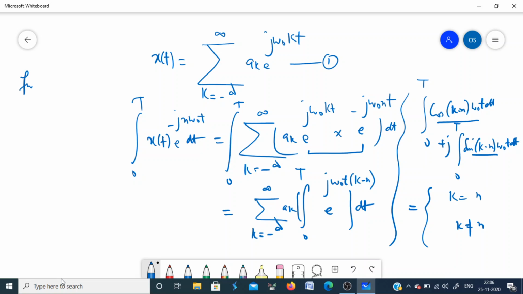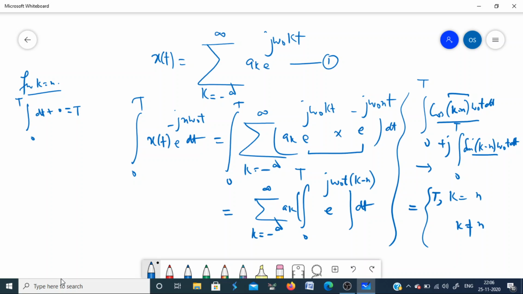So for k is equal to n, this integration will become integral 0 to T dt plus 0. Because cos of (k minus n), with k equal to n, is cos 0, which is 1. You will just get dt, and this sine of 0 will become 0. So this is equal to T in fact. So when k is equal to n, this entire integration converges to T.